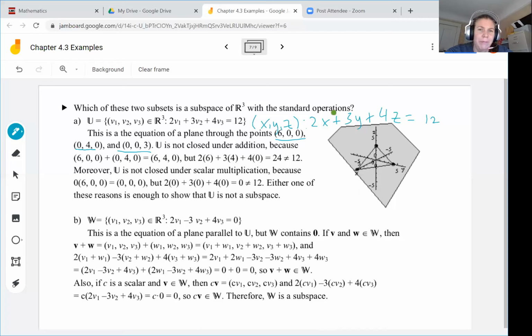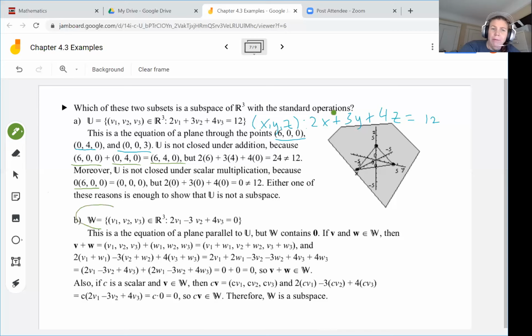If you add up the first two points, (6, 0, 0) and (0, 4, 0), now you've got the point (6, 4, 0). But if you plug those values into the equation, 2 times 6 plus 3 times 4 plus 4 times 0 is 24. It's not 12 anymore. And this is also not closed under scalar multiplication. Think about if you use the scalar 0 and multiply it by the point (6, 0, 0), now you've got all zeros, which put in the equation adds up to 0, not 12. You don't have to show both reasons. Once you show one of these reasons, that's enough to show that U is not a subspace.